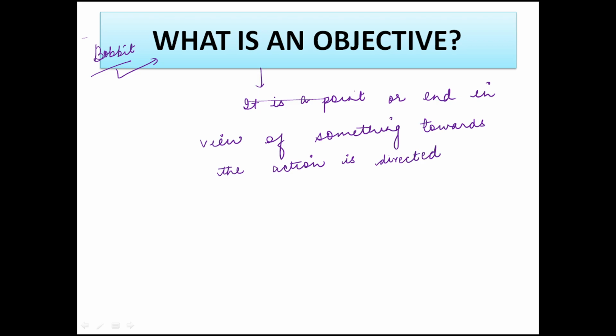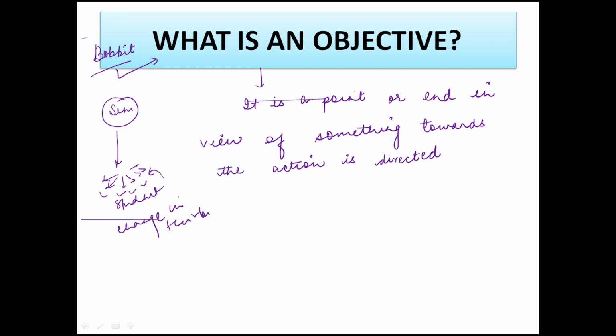Suppose we are teaching the sun. What abilities will students get after learning that, what change in their behavior will be there after understanding the sun? Those things written in theoretical form are what we call the objective.